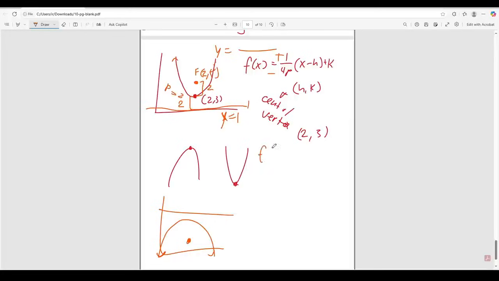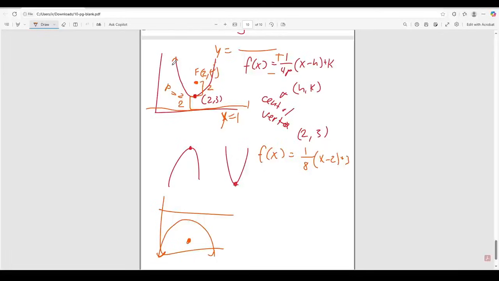So the full formula for this is f of x is equal to positive 1 over 8 times (x minus 2) squared plus 3. Okay, so that's how you operate with parabolas in this case. That's all you need to know about constructing a parabola, the vertex or the minimum/maximum of a parabola, and the directrix and focus.